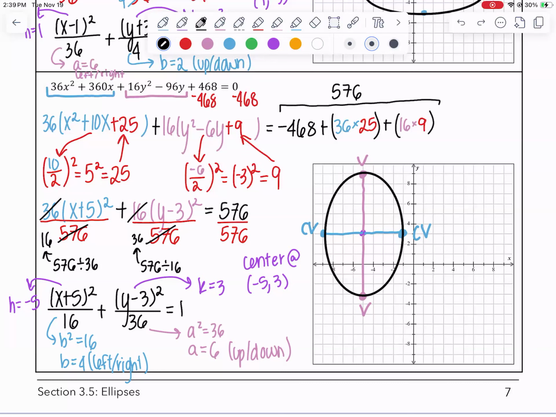All right, once again, complete the square, divide by whatever number's on the right-hand side to get everything into standard form, then just plot your ellipse like normal.